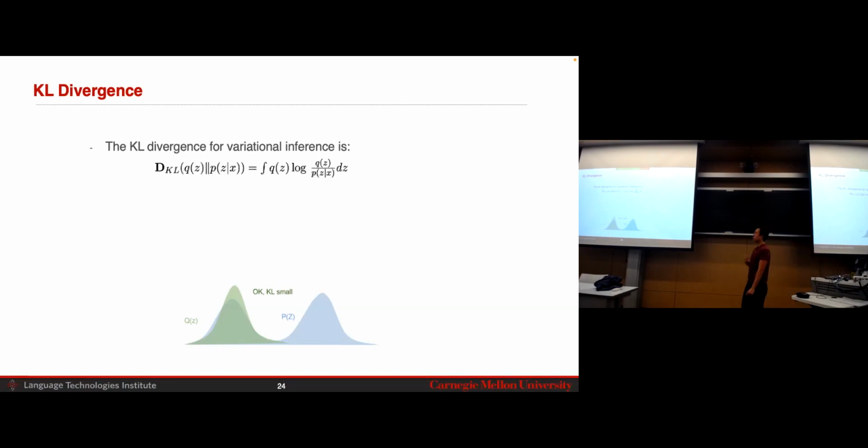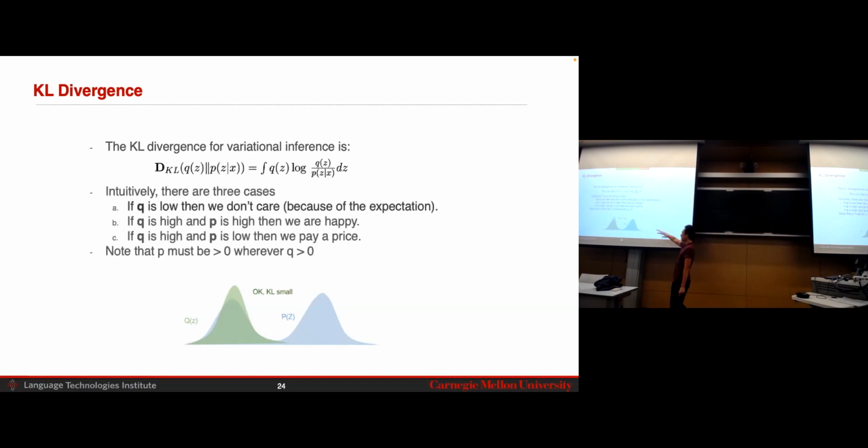The KL divergence between Q and P is defined as an integral over Q, so an expectation over Q, of this log likelihood ratio of Q of Z over P of Z given X. And visually, it looks like this, right? My P is really complicated, with a bunch of modes, multimodal, up and down. I care about fitting a Q that is simple, perhaps just a unimodal distribution that fits P exactly on the modes which Q covers, right?